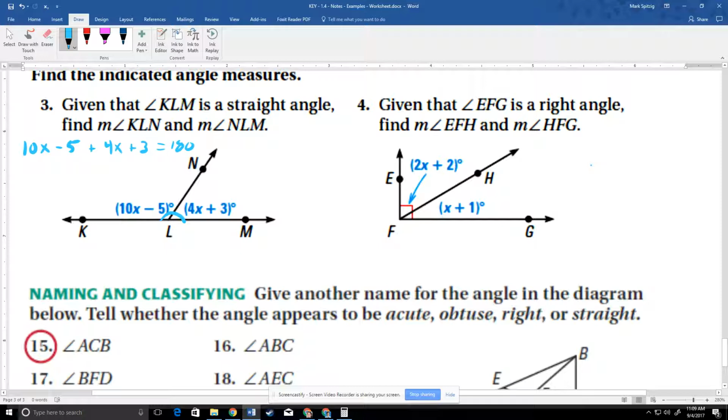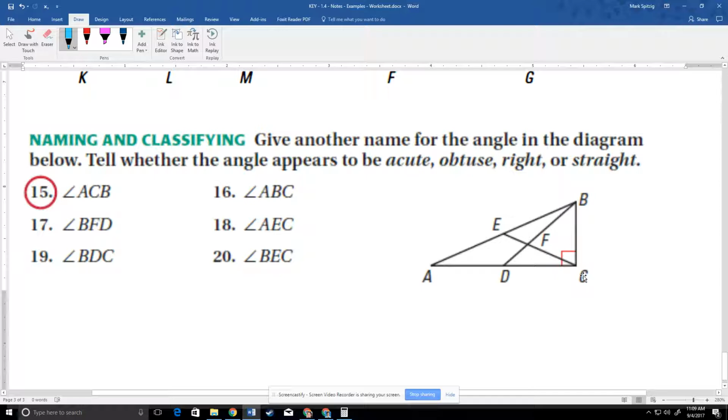In this case, they're showing us that these two angles add up to 90. They're showing that this angle is a right angle, which means its measure is 90 degrees. So these two angles here add to 90. So 2x plus 2 plus x plus 1 is going to give us 90. And of course, you can solve that. Let's do this last one, and if there's still time left in the recording, I'll go back and fill those in.